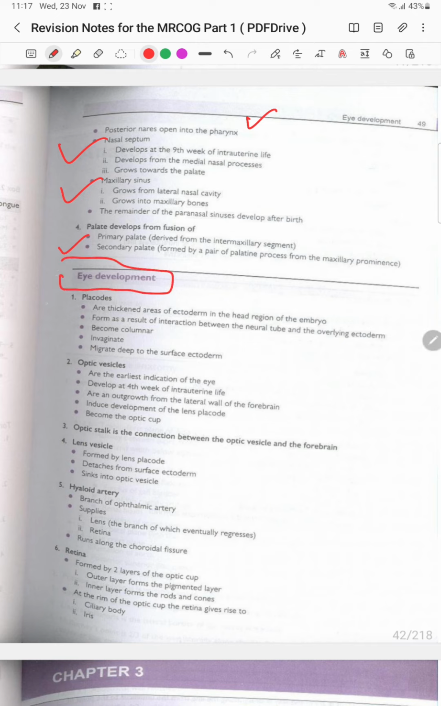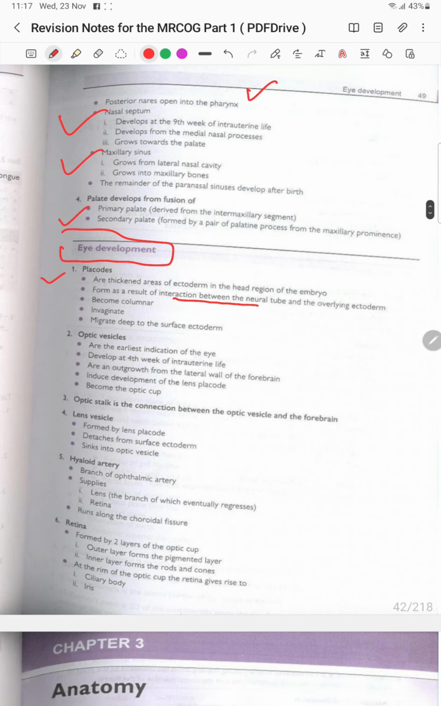Eye development: the placodes are thickened areas of the ectoderm in the head region of the embryo, and they form as a result of interactions between the neural tube and the overlying ectoderm. They become columnar, invaginate and migrate deep to the surface ectoderm. Optic vesicles are the earliest indications of the eye. They develop in the 4th week of intrauterine life as an outgrowth from the lateral wall of the forebrain, and induce the development of the lens placode and become the optic cup.